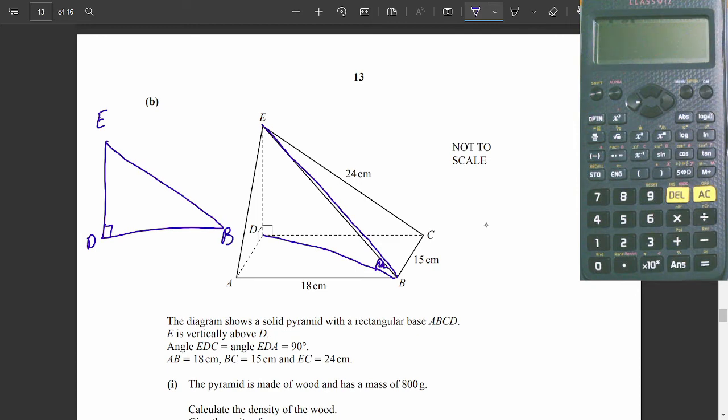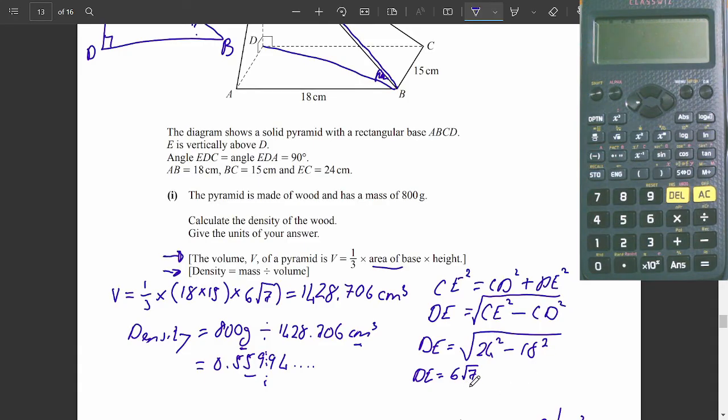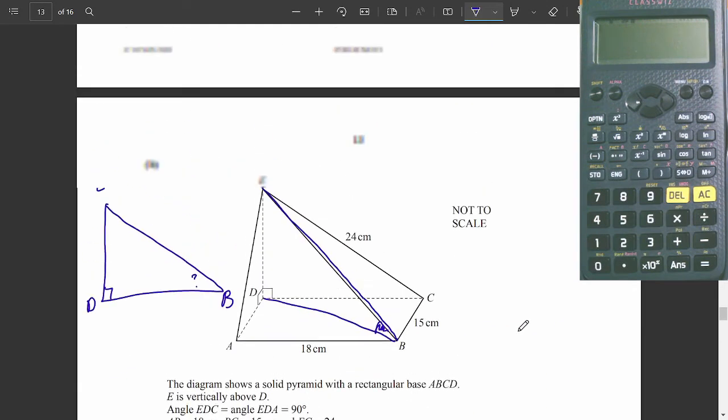Let's see what we have in this triangle. At the moment, seems we don't have much. Okay, what can we find out? Oh yeah, we got the height. We worked out the height just in the previous question. And that we used Pythagoras was 6 square root 7. So we got that from the previous question, 6 square root 7.